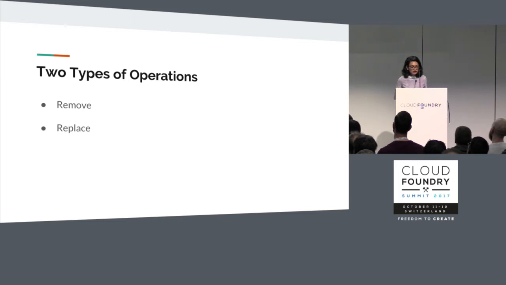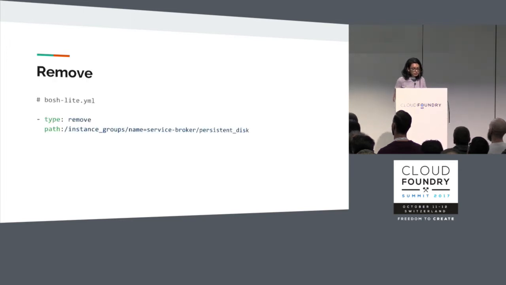Okay, let's go into the two types of operations that we have inside of an ops file. So there's remove and replace. Remove is pretty simple. So this is my Bosch Lite ops file, and I'm deploying a MySQL service broker, and it's on Bosch Lite, so I don't really care about it having a persistent disk. So this is a great use case for that specific environment. So I want to go and find the value of the persistent disk in my manifest and just remove it. So I'm specifying the type of operation in the type field, and then the path at which that property is going to exist.